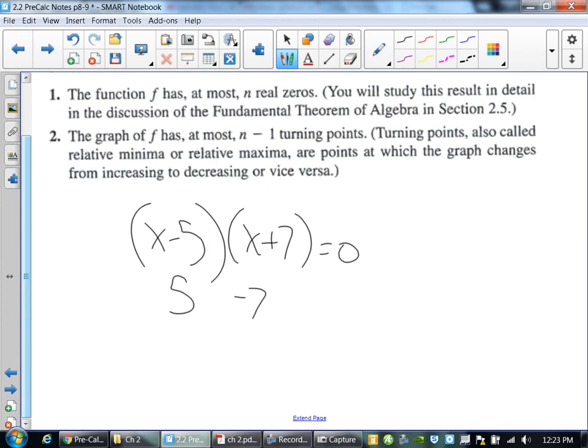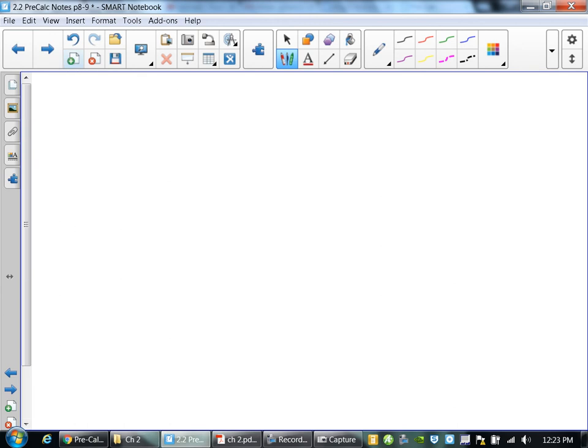What if your zero is 0? What's your term? X. Very good. Again, if your zero is 0, your term is x. Because think about what that means. When you set x equal to 0, you get 0. That's how that works.